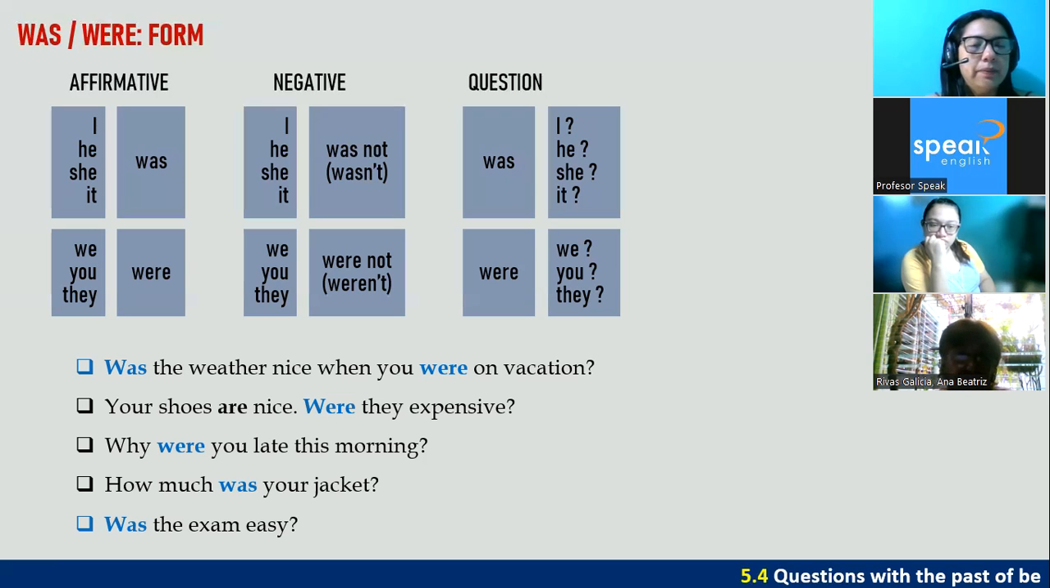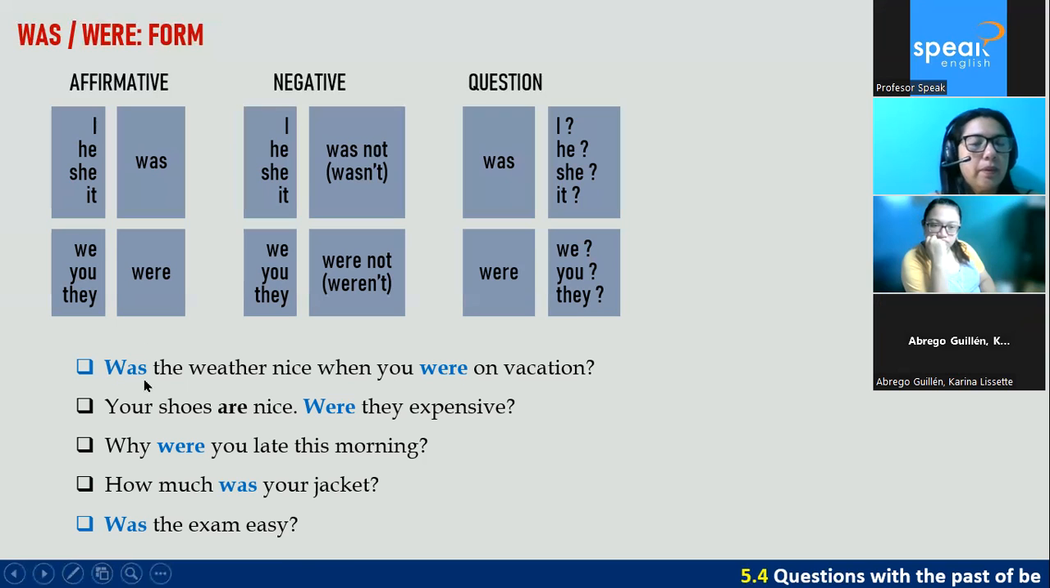Okay. Correct. Okay. So as you can see, we have the verb to be at the very beginning. Was the weather nice when you were on vacation? Aquí hay pues una pregunta compuesta, right? Your shoes are nice. Were they expensive? ¿Verdad? Siempre el verbo to be al principio. Esta que ustedes ven aquí, más que todo, why were you late this morning? Esta sería una WH question, ¿verdad?